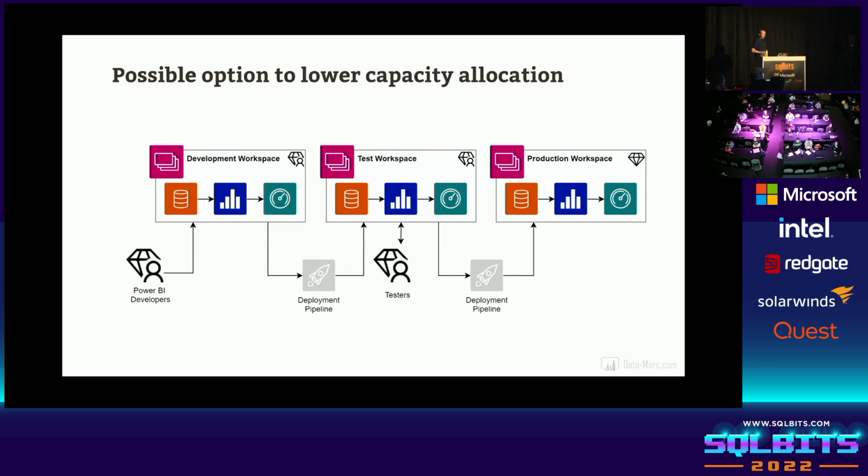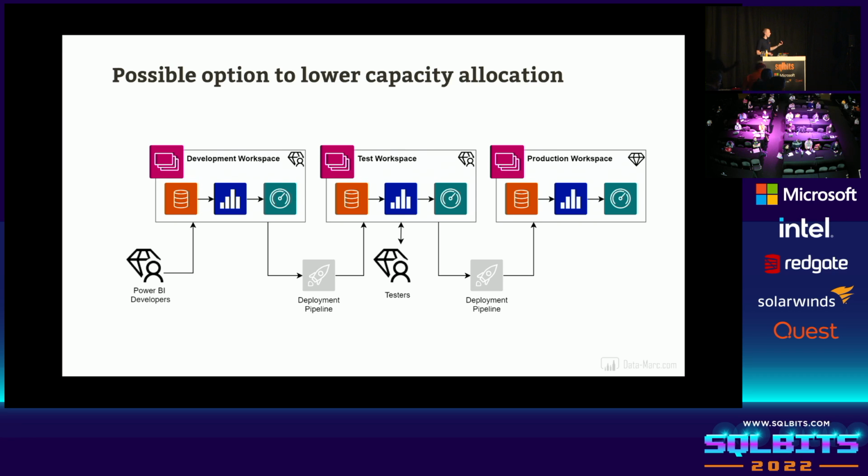However, the alternative that you can also consider to use is premium per user, and mixing it with premium per user. So what you can do is put development and test workspaces on premium per user, where you only put your production workspace on a premium capacity. With that, you can directly lower the capacity utilization on your premium capacity, but still benefit from everything that the premium capacity has in all 3 stages.